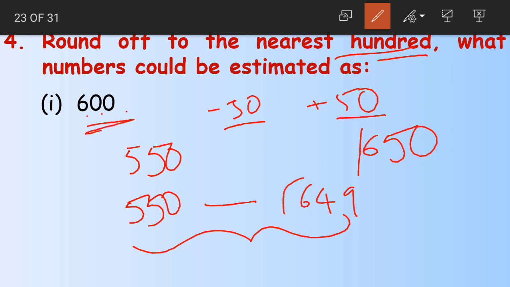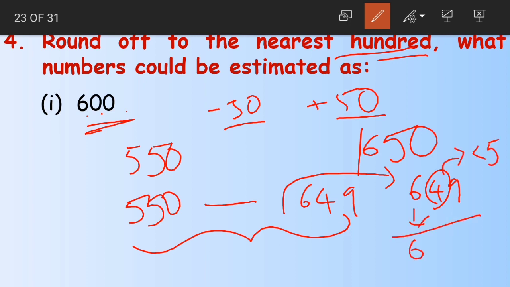You take any number you want, students. Okay, let us take 649 only. So when we take 649, 4 is in the tens place, it is less than 5, so the number here will remain unchanged and the remaining 2 digits will be replaced by zeros. So 649 will be estimated as 600. Understood, students?